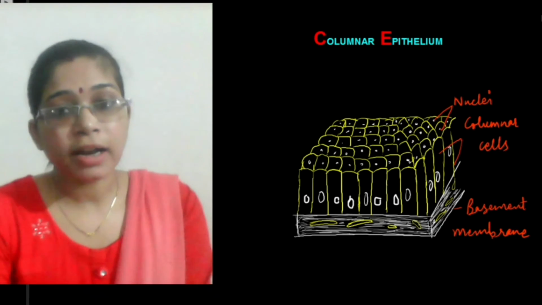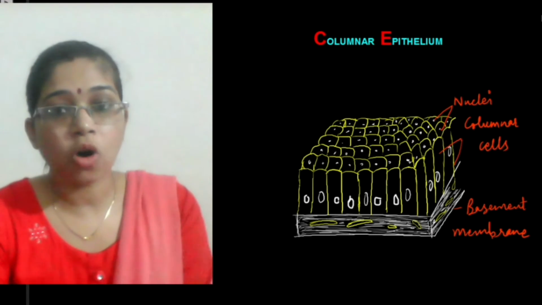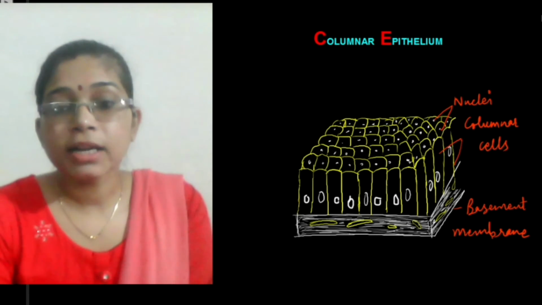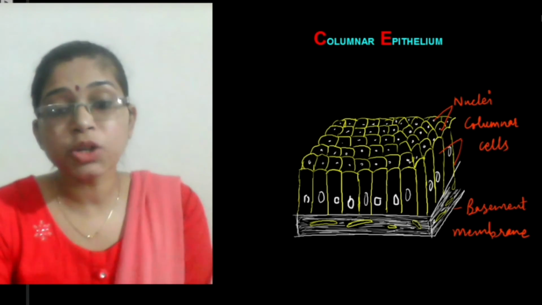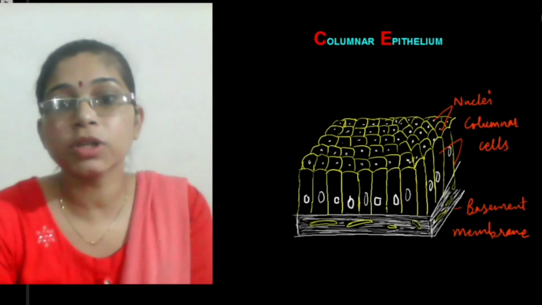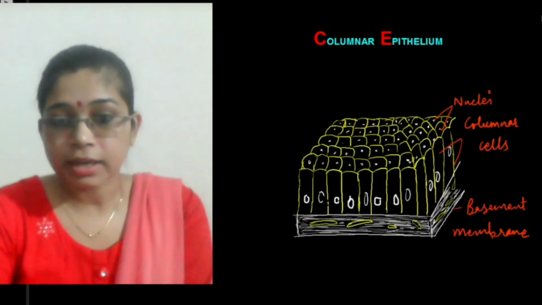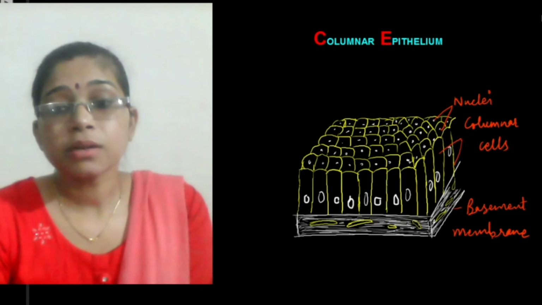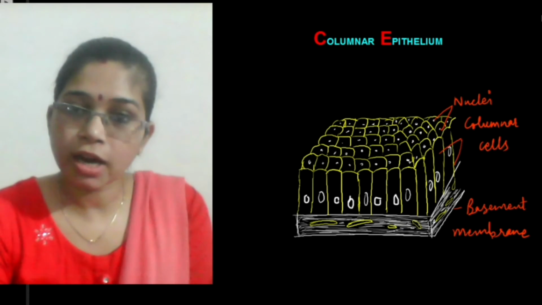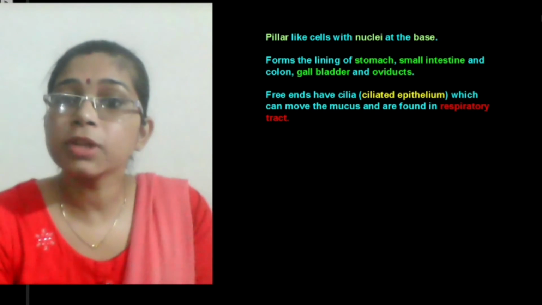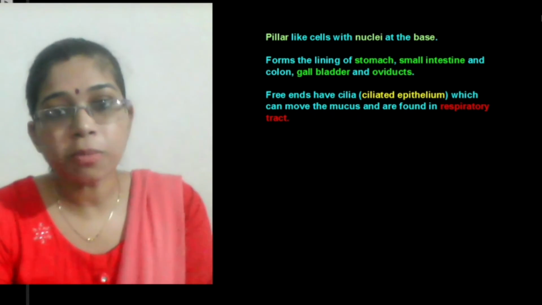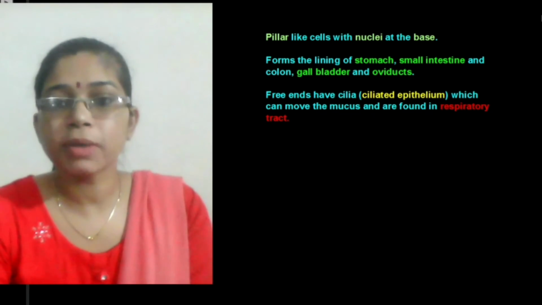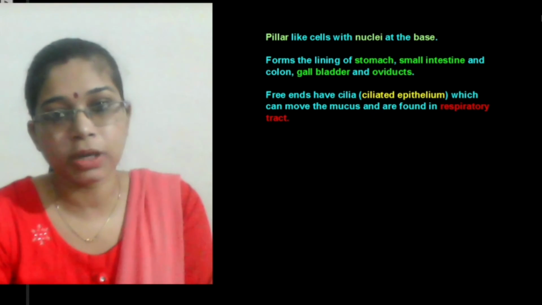The next one is columnar epithelium. As the name indicates, it forms a column, or you can say pillar-like cells are present. This layer of cells has a pillar-like appearance and the nucleus is present at the bottom of the cell. Here, as you can see, the nucleus I have drawn is at the bottom or at the base. Then, the basement membrane is present and nuclei are also present. Now, they form the lining of the stomach, intestine, gallbladder and oviducts. Another name of the oviducts is fallopian tube. So many people know it by the name of fallopian tube.